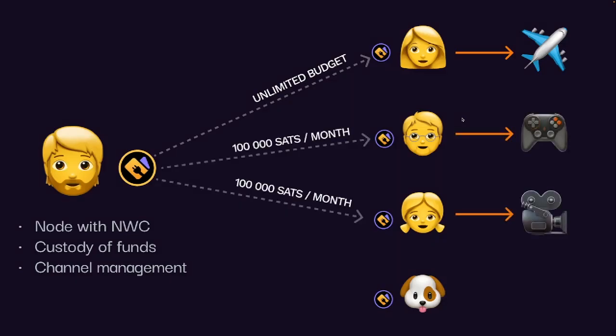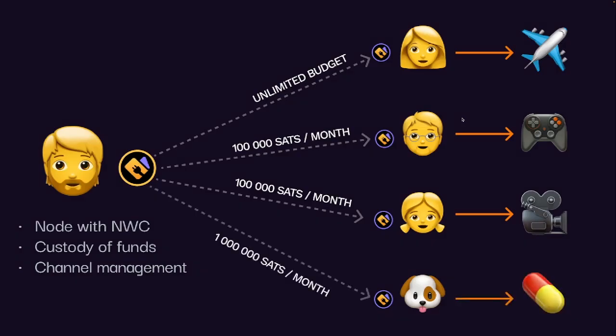Here he creates a 100,000 sats per month budget for his kids, and the boy can buy some video game, and the girl can go to the cinema. And he also can give a budget to his dog to buy drugs on a dark market.